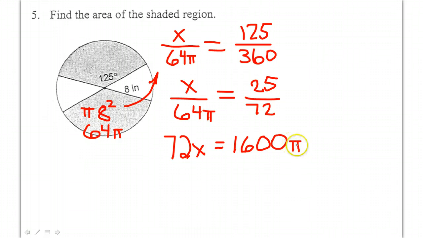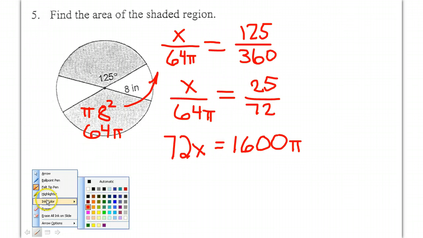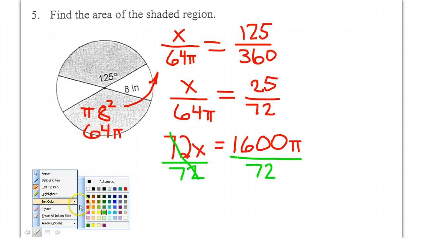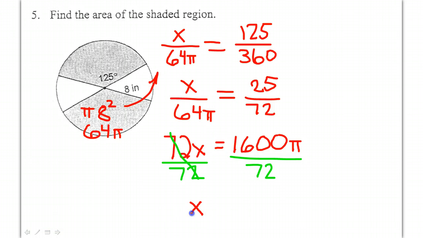A lot of kids just left off the pi. 64 times 25 is 1,600. But there's a pi here, so it's going to be pi. Of course, now I need to get x by itself by dividing both sides by 72. So I'll divide both sides by 72. That's going to give me x equals 200 pi over 9.